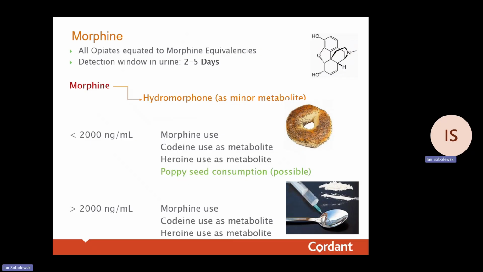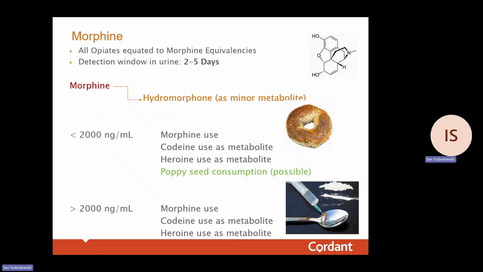And you'll see in our test results in the notes section, if you have a morphine level that's under 2,000 nanograms per milliliter, you'll see the results say that this result could be due to morphine, codeine, heroin, or poppy seed consumption. So in this case, poppy seeds are technically possible in this situation. Now, if the level is above 2,000 nanograms per milliliter, that's no longer plausibly from poppy seeds. And you'll see our notes on our test results reflect that. You'll see, this result could be due to morphine, codeine, or heroin.